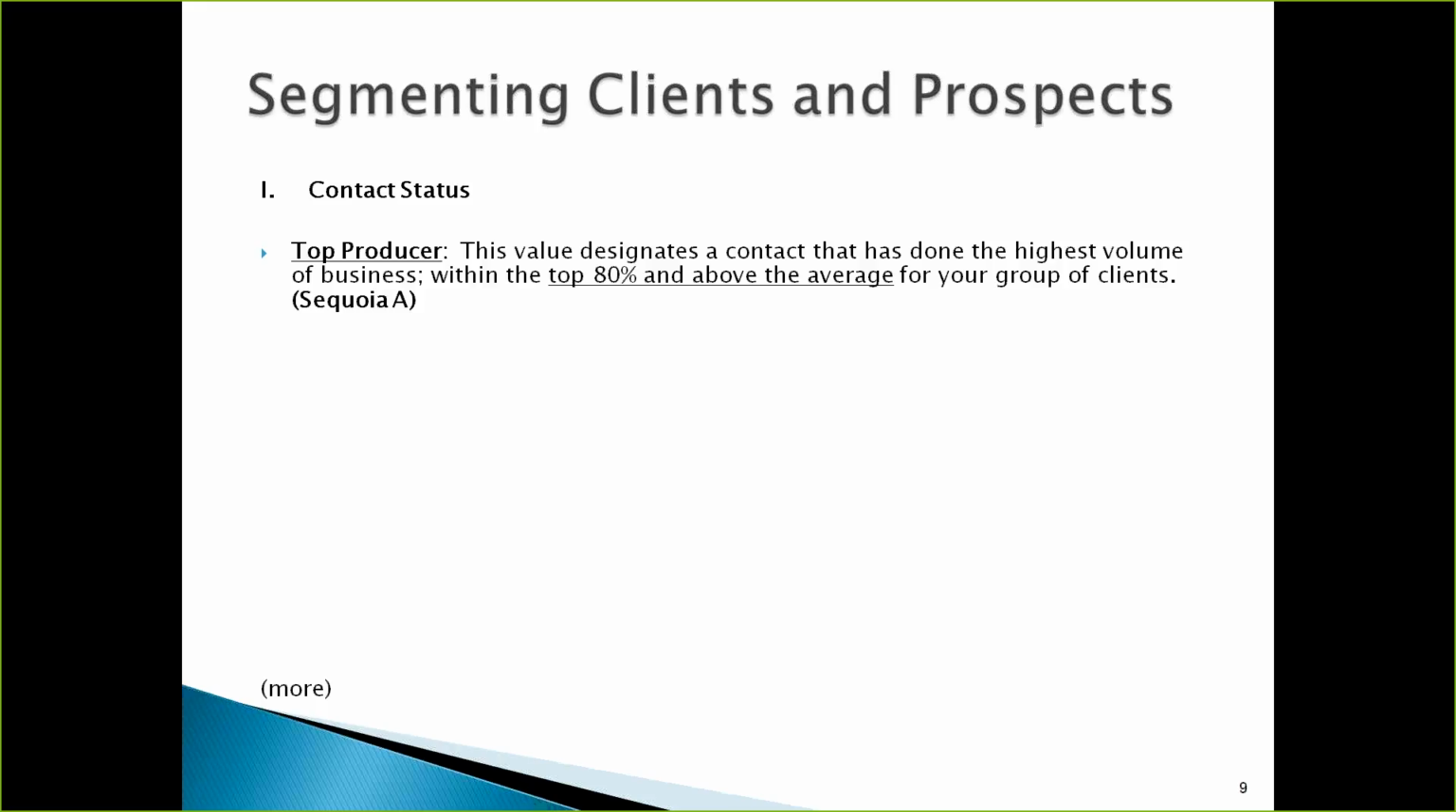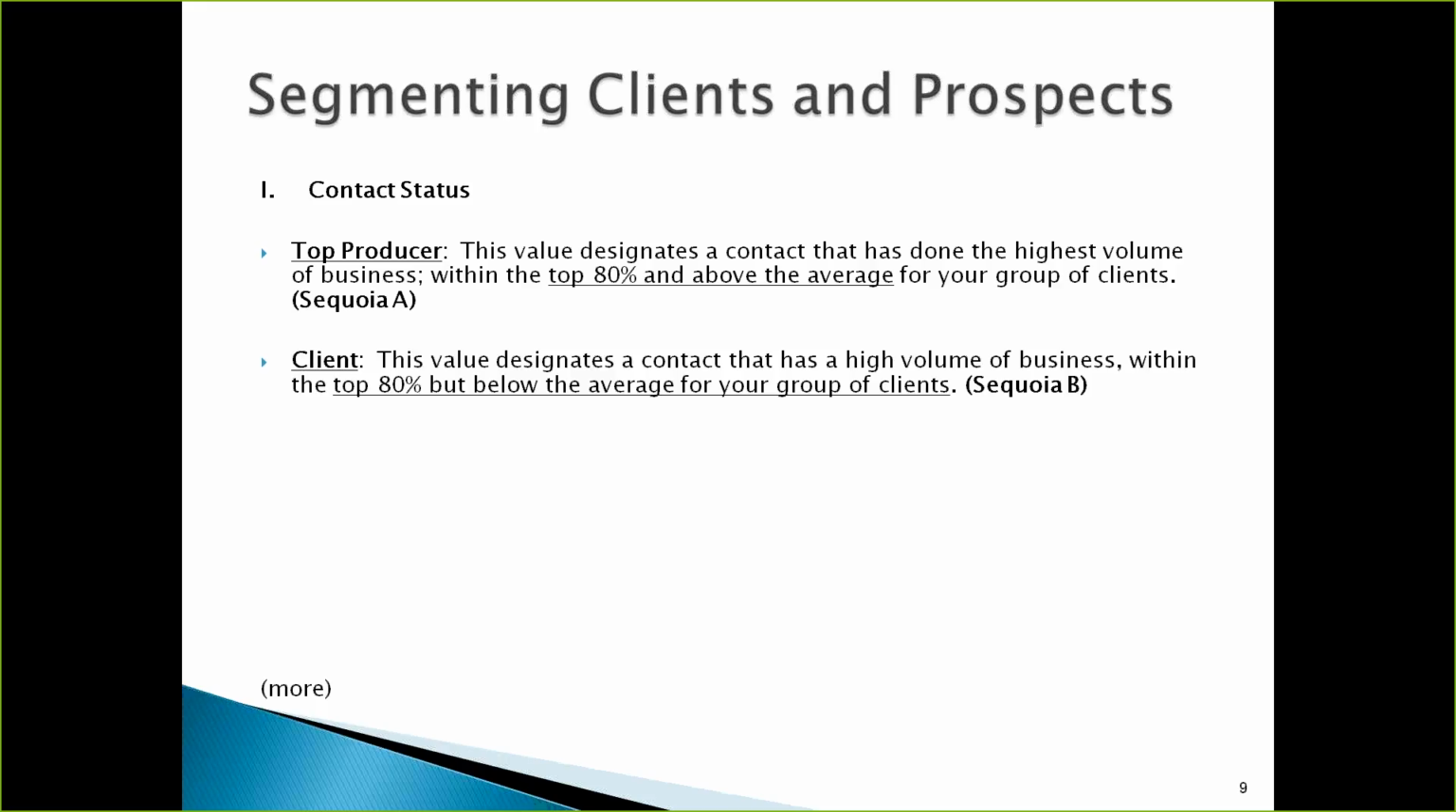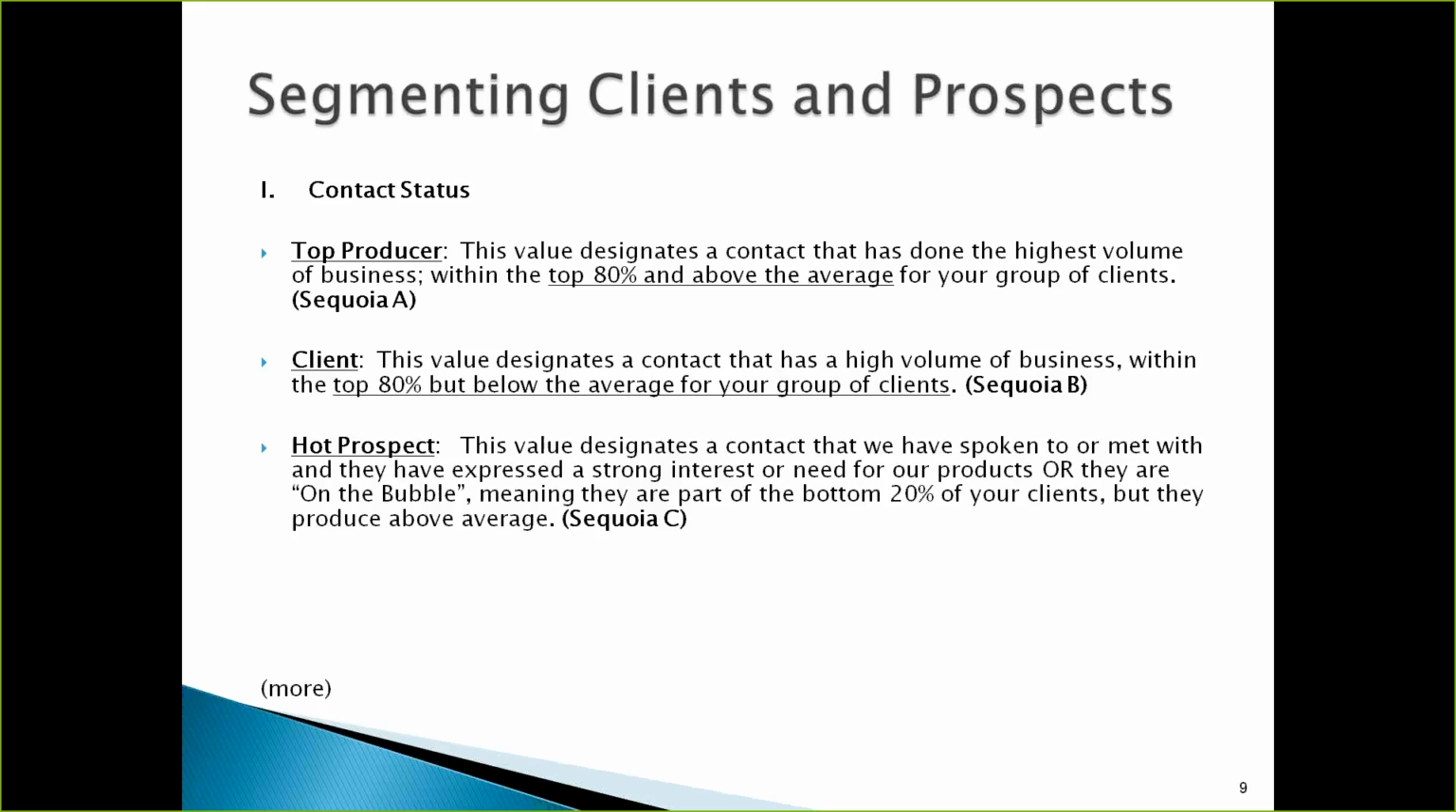Let's talk about contact status first. Top producer would be used to indicate advisors that are in the top 80% of your sales and are also above average producers for your group of clients. Client, these would be people that are in the top 80% of sales but are below the average for your clients. Hot prospect, this value designates a contact that we've spoken to or met with and they've expressed some interest in our products, or they're maybe on the bubble, meaning they're part of the bottom 20% of your clients, but they produce above average.